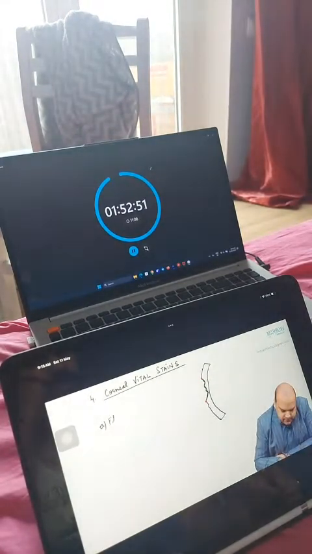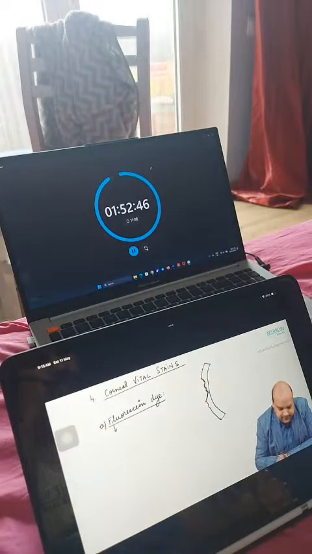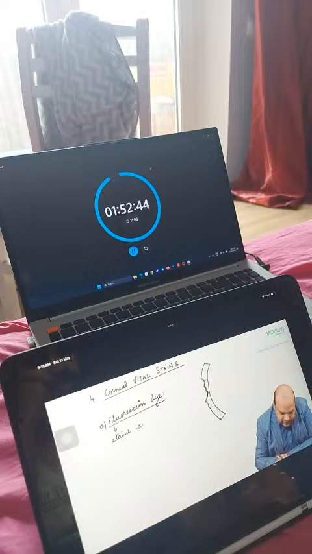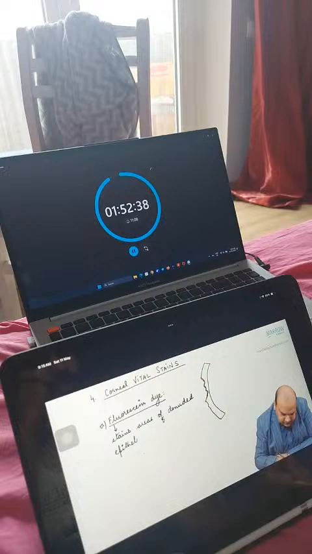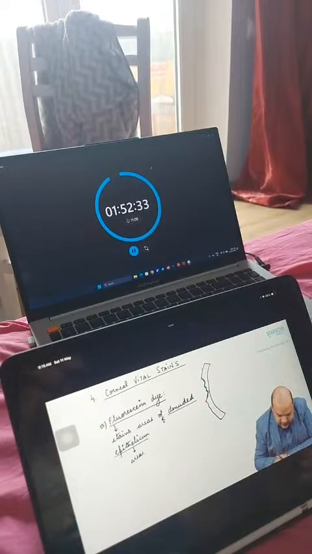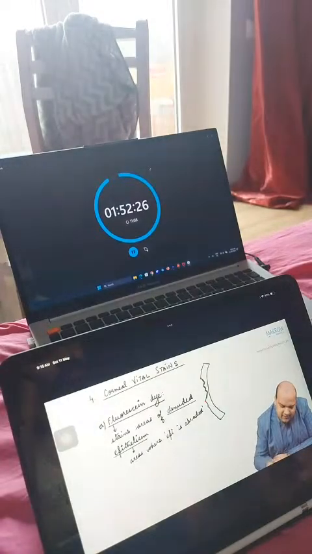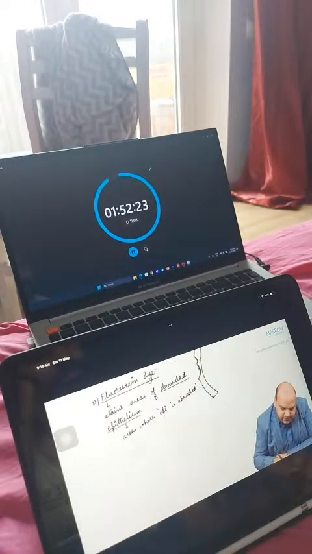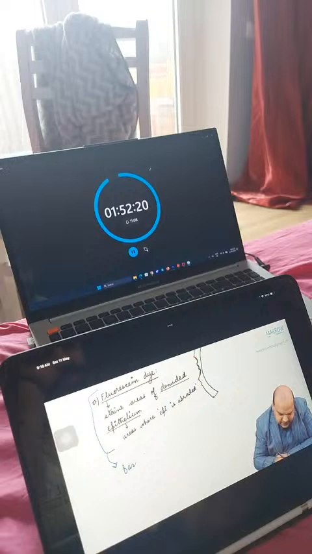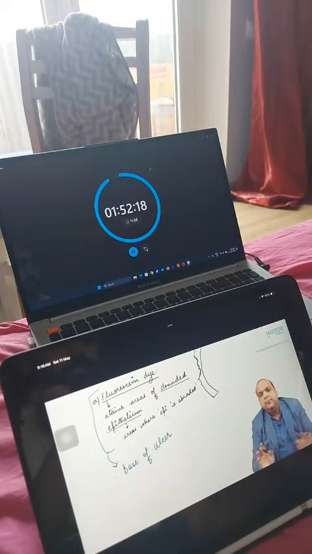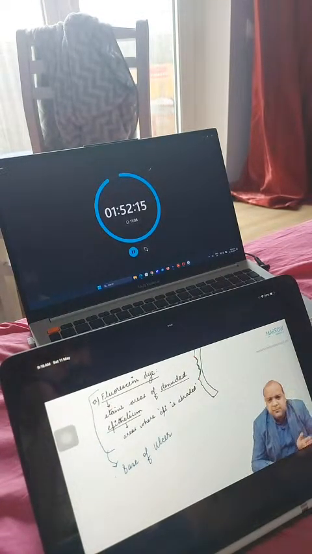The first stain, fluorescein dye. Fluorescein dye stains areas of denuded epithelium. Denuded epithelium, or I can say in simple English, areas where epithelium is abraded or lost. Okay, so that means what is it staining, everybody? It is in effect staining the base of ulcer. Am I clear to everybody? By staining the areas wherever the epithelium is broken, it is staining the base of the ulcer.